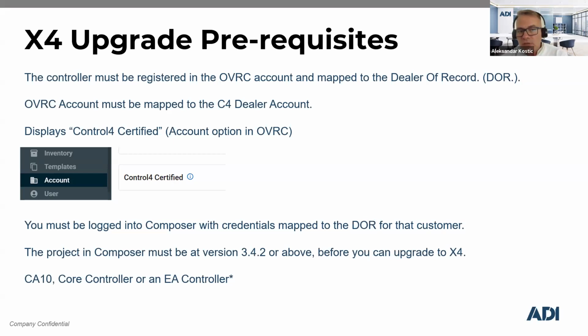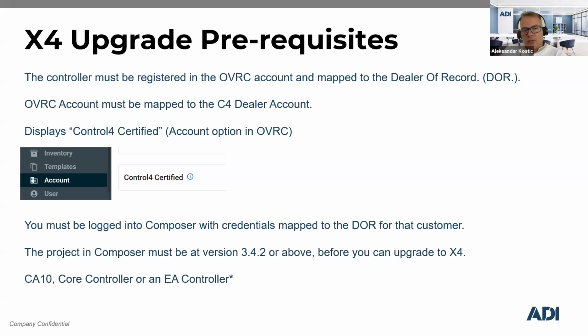So if you have a user after April 2024, it has to be listed in OvrC as your customer. But if the user is older than that and you don't have it listed in OvrC, you should first create an OvrC site and add the controller to that site in order to be able to continue with the X4 update.